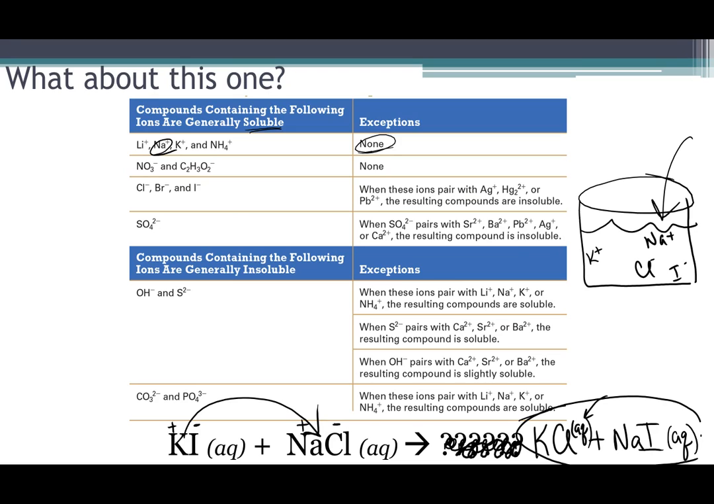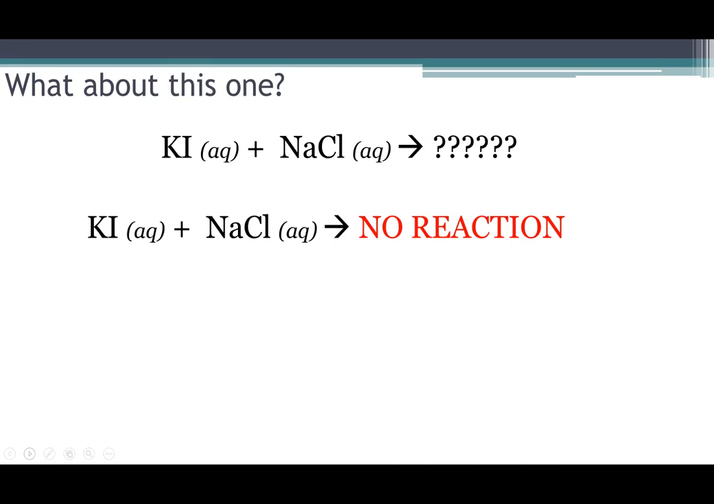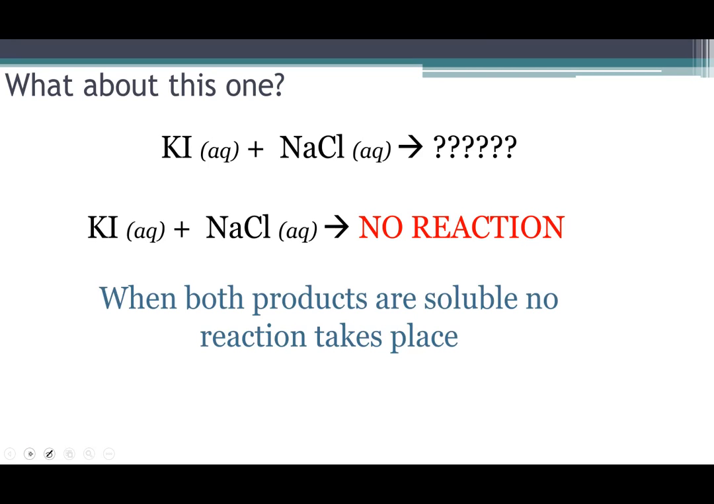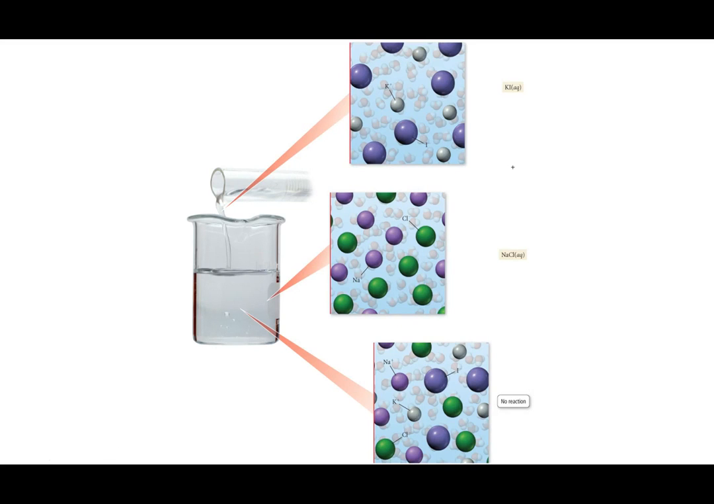So if we mix two aqueous compounds and we get two aqueous compounds on the other side, we say that there is no reaction, right? So we mixed two solutions where the ions weren't interacting with each other. And when we mix those two solutions, the ions still aren't interacting with each other, so nothing is going to happen. We're going to see no changes in that solution. So when both products are soluble, no reaction takes place.